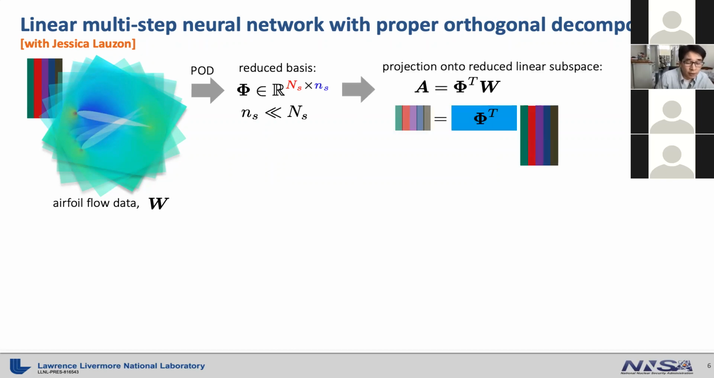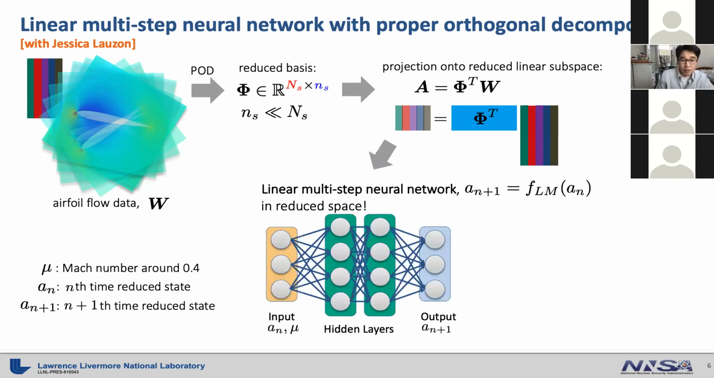Then we project the original airfoil flow data W onto the subspace spanned by the reduced basis phi and obtain the reduced data A. Then the linear multi-step neural network is trained using the reduced data A and the parameter mu in order to propagate in time in the reduced latent space. Then the full state is restored by the reduced basis phi. As you can see, we only use data throughout the whole process. So this is the black box reduced order model.